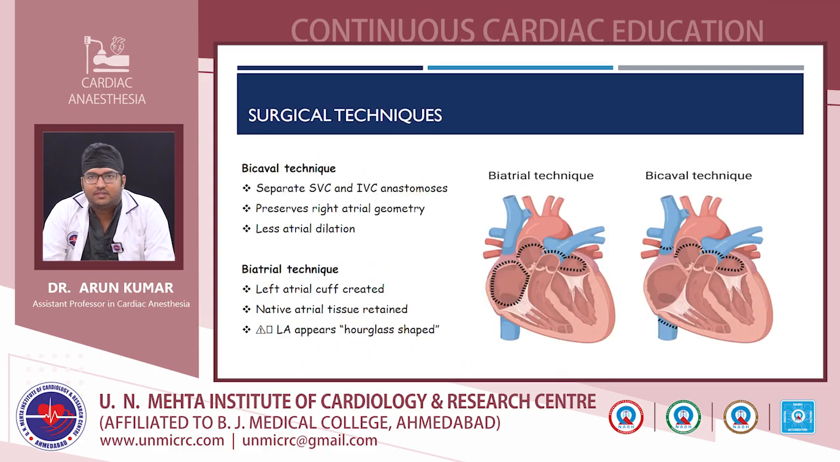There are two main surgical techniques, biatrial and bicaval. In the bicaval technique, the SVC and IVC are anastomosed separately, which preserves the right atrial geometry and reduces right atrial dilatation. In contrast, the biatrial technique retains native atrial tissue and creates a left atrial cuff. Because of this, the left atrium often appears distorted, producing a classic hourglass appearance.